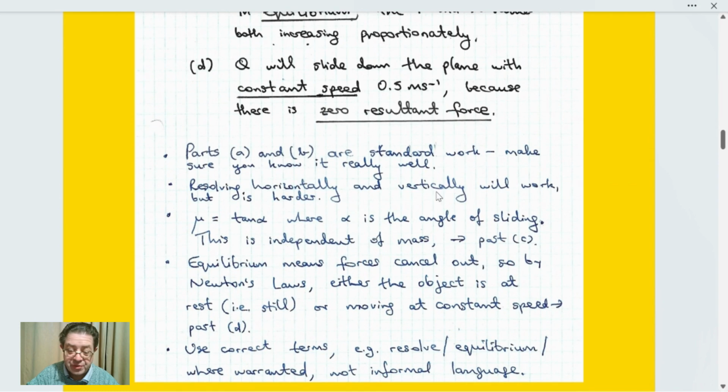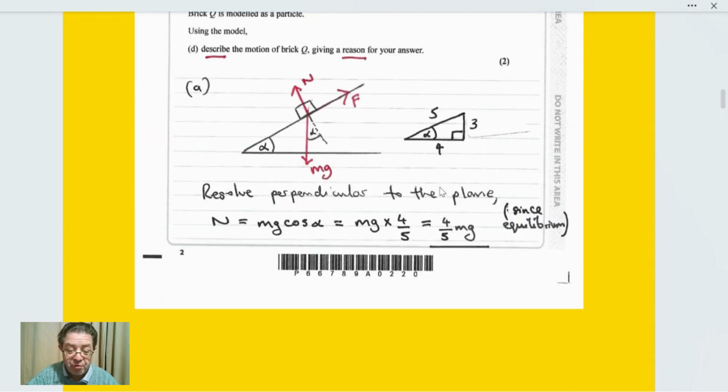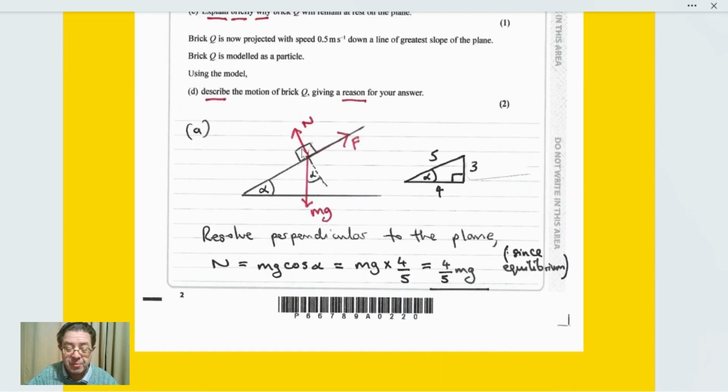Resolving horizontally and vertically would do as an alternative to going along the plane and at right angles. Any two directions will do. Why are along the plane and at right angles the best ones to take? Well, it's because two of the forces are already in those directions, and we only have to resolve one force, which is the weight. Any other direction, we'd have to do more resolving, more work.